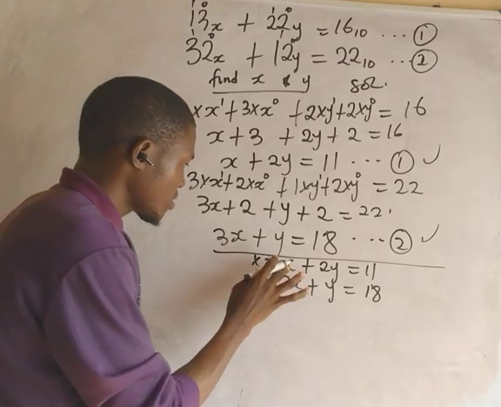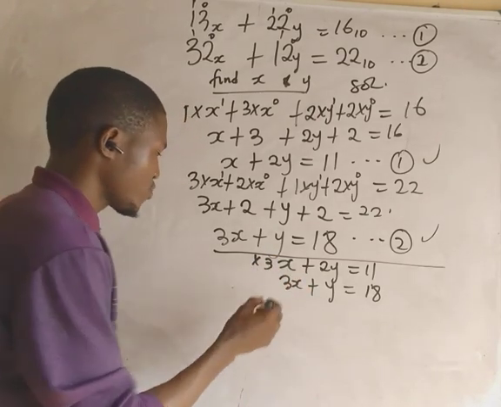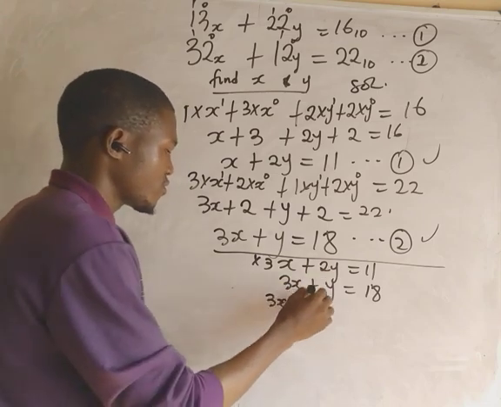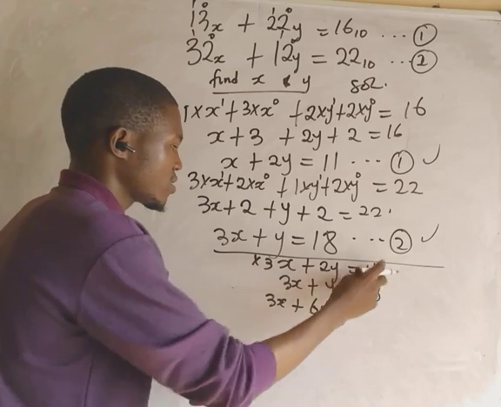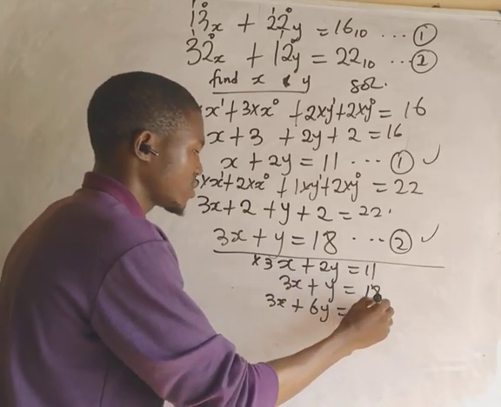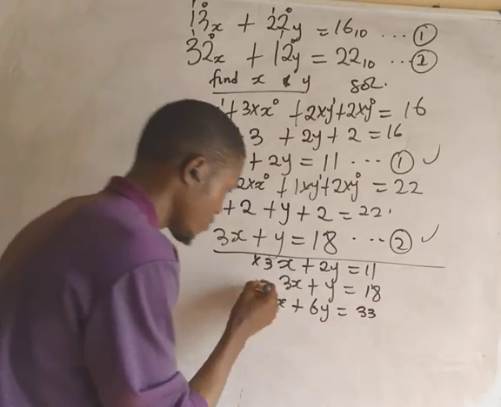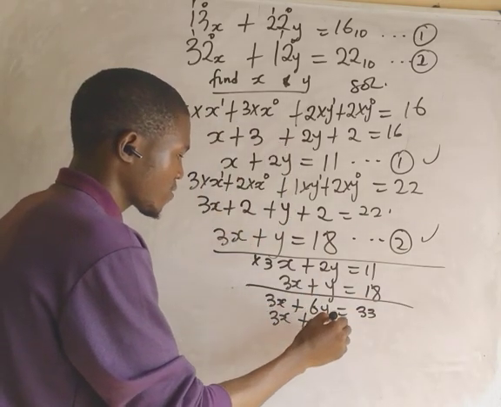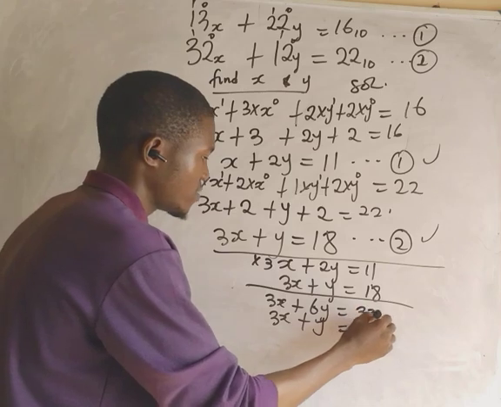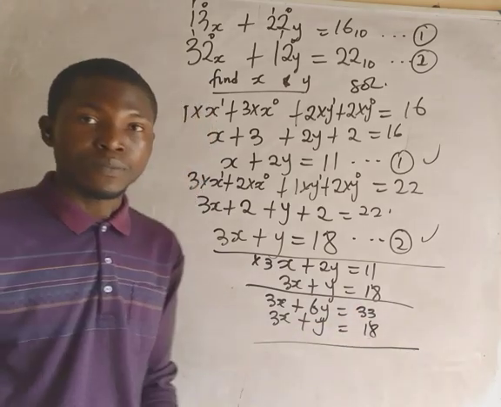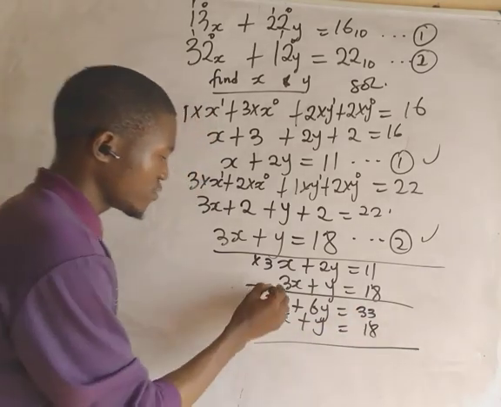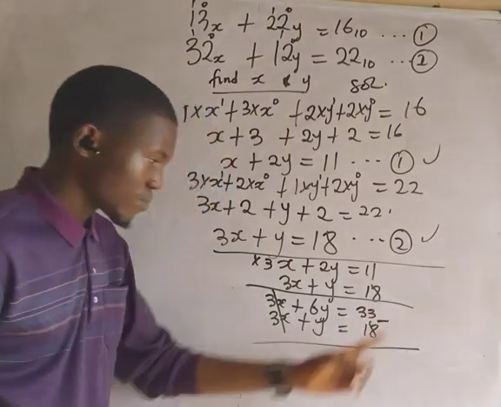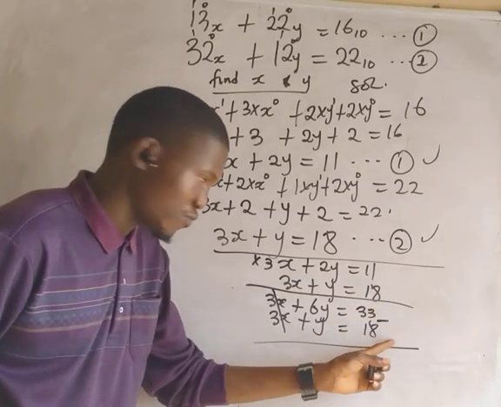So that 3 times x will give us 3x. So write 3x plus 2 times y will give us 6y. And 3 times 11 will give us 33. So that's it. Bring down 3x plus y is equal to 18. And that is all. Alright, the next thing we're going to do is that this will cancel this because they are the same. We now do equation 1 minus equation 2.